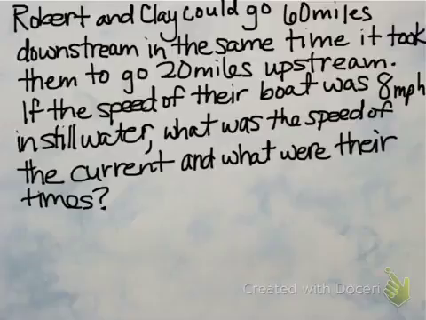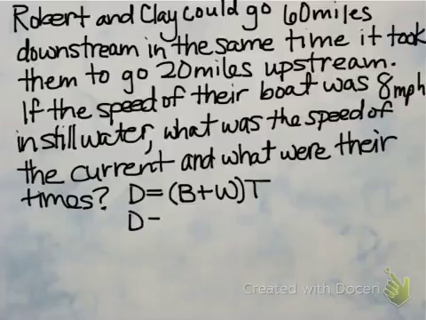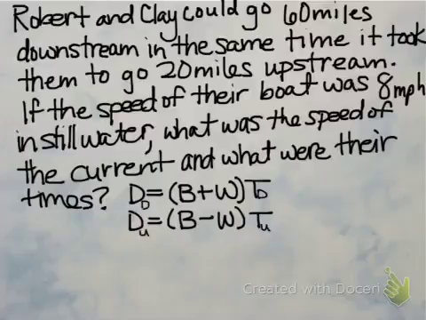So the first thing that we can do is just write our two equations. We know d equals b plus w times t, and d equals b minus w times t. B plus w, again, you have a faster rate when you are going downstream, and you have a slower rate, b minus w, when you're going upstream.